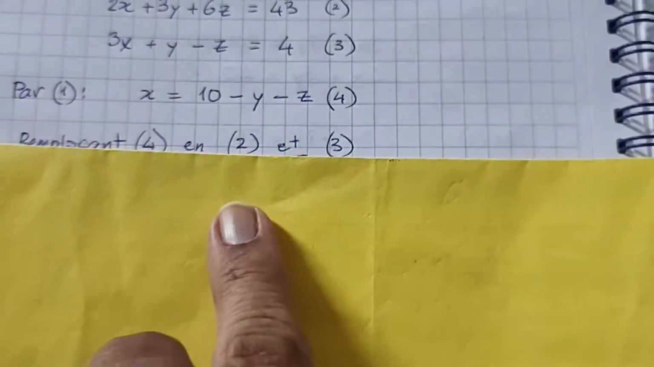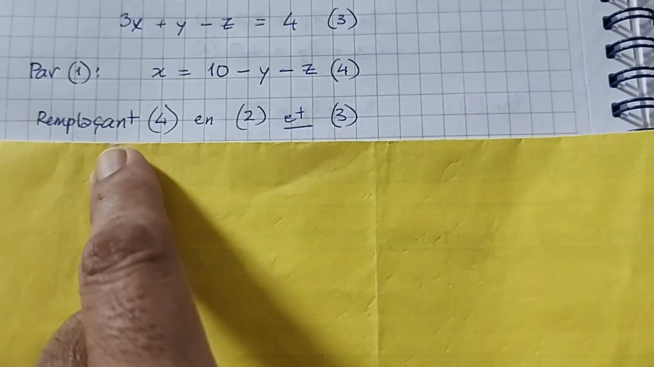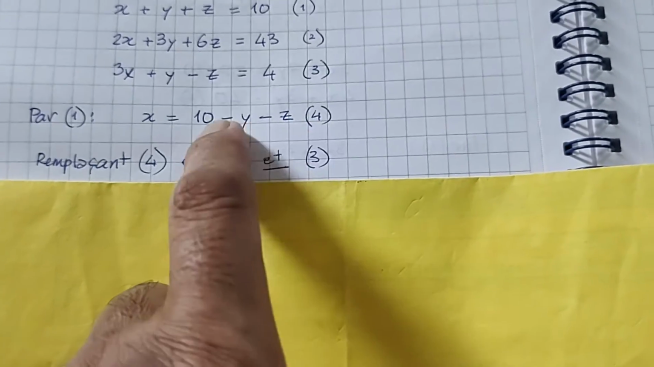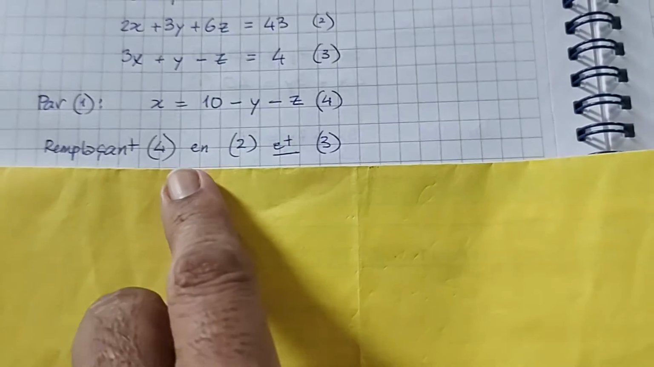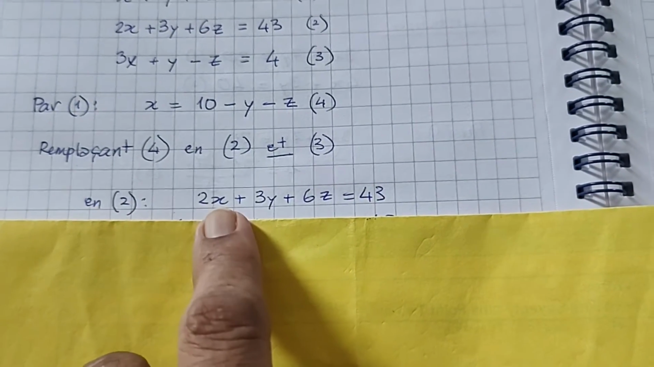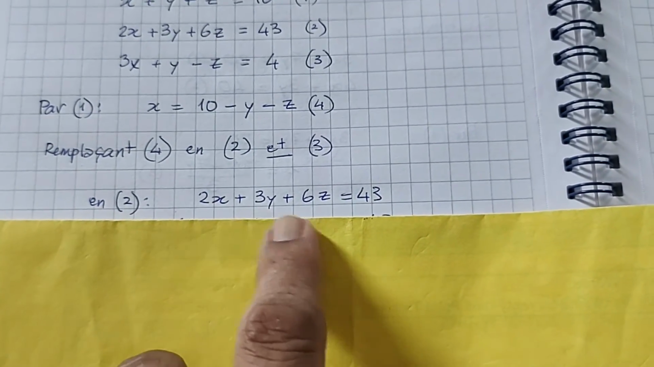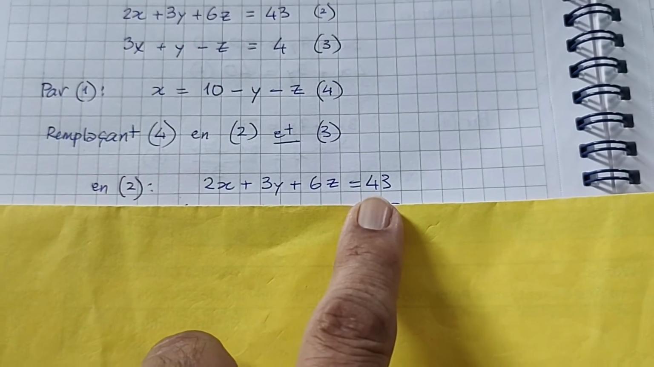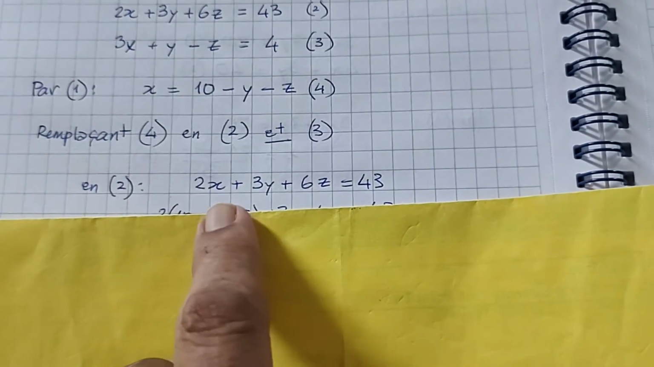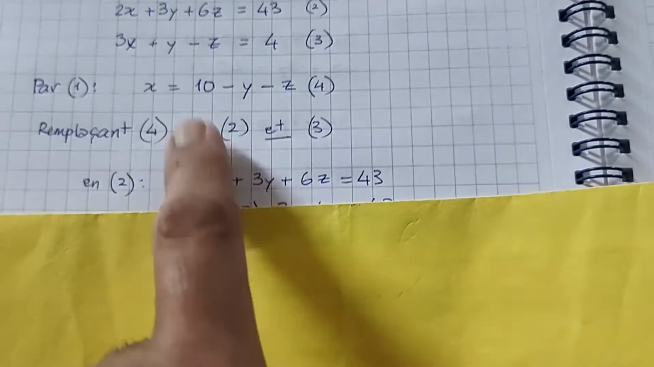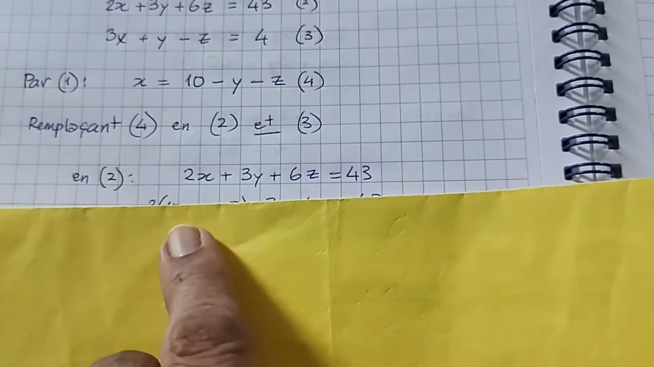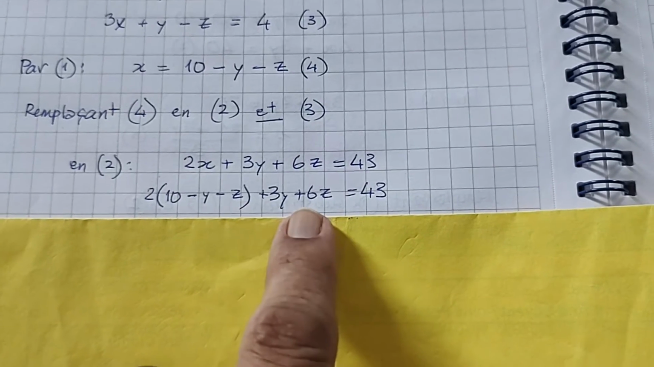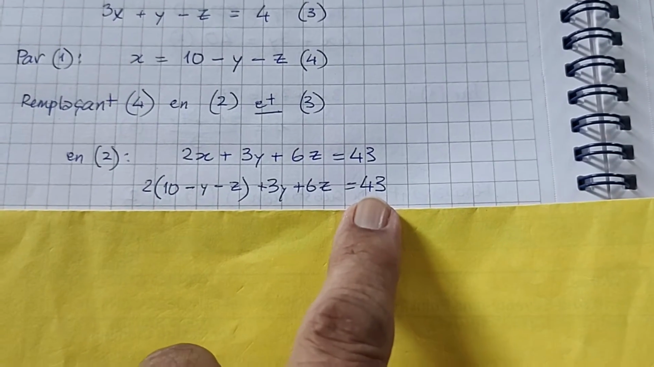So let's take equation 2 first. Replacing in 2 and 3, this one we're going to put in 2 and 3. So you see here I've copied it, 2x plus 3y plus 6z is equal to 43. Let's replace x with this expression. Therefore 2 times (10 minus y minus z) plus 3y plus 6z is equal to 43.